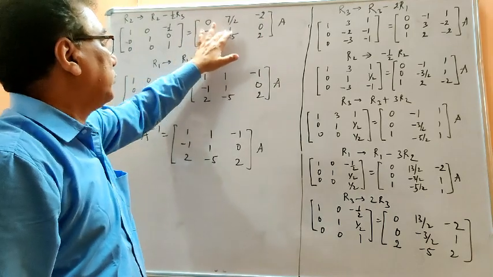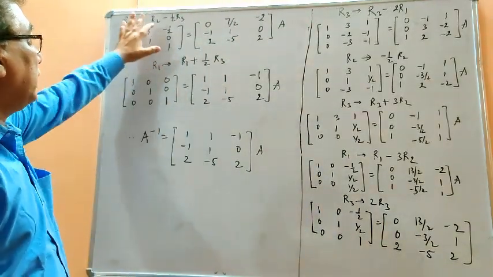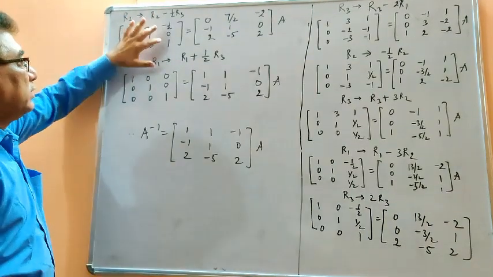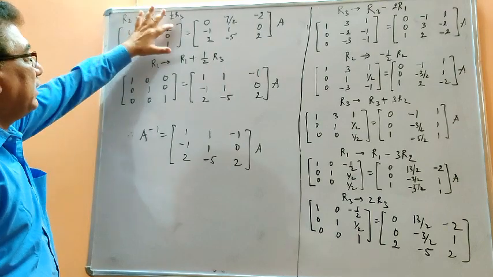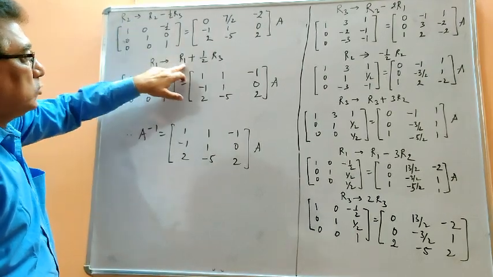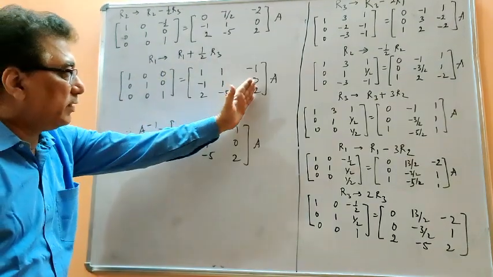The same operation has been done this side, so we get minus 1, 1, 0 by the same operation. And next, this element has to be made 0. This is 1 by 2 times 1, which when added to this will give you 0. So the operation will be R1 plus 1 by 2 R3. The same operation I have done this side.